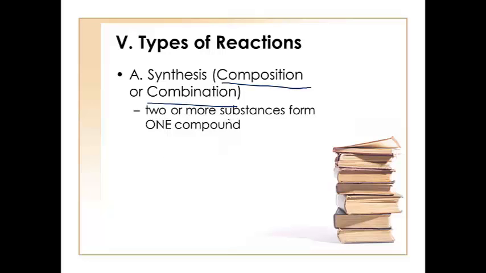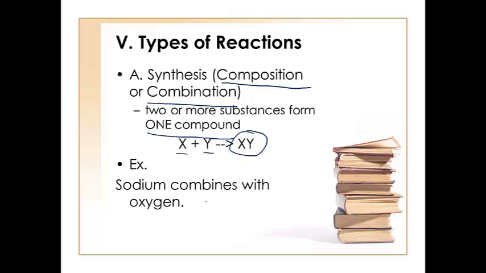You have 2 or more reactants, and they make only one product. And obviously, the product has to be a compound. So X and Y could be elements. They could be compounds also. But what identifies it is that there is only one product. A simple one: sodium combines with oxygen. So sodium plus oxygen, and don't forget oxygen is diatomic, O2.